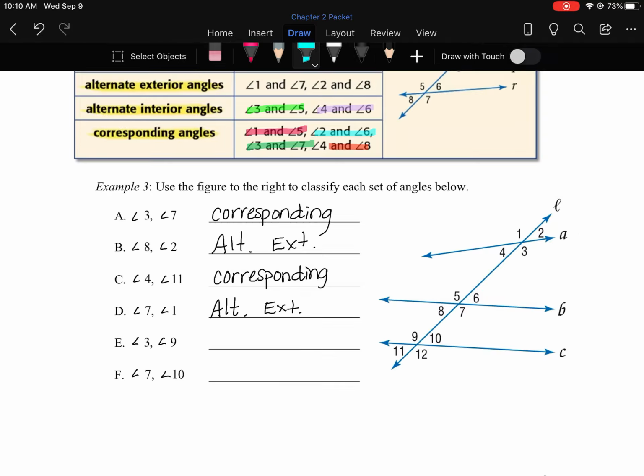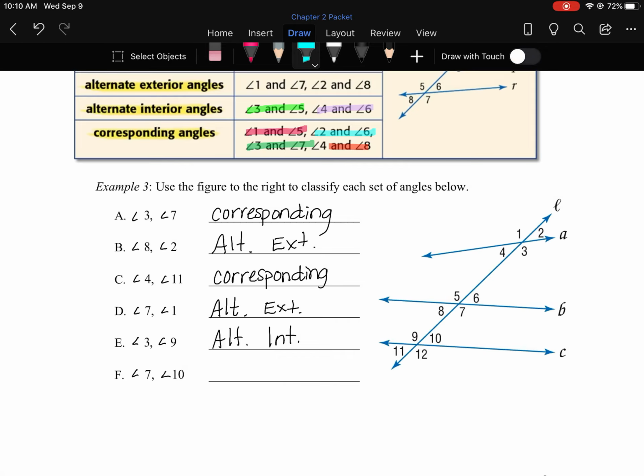All right, now what do we have? 3 and 9. So there's 3, there's 9. Again, opposite sides. I will cover that up again. Opposite sides. Oh, but look, they're between my lines A and C now. So this time they are alternate interior angles.